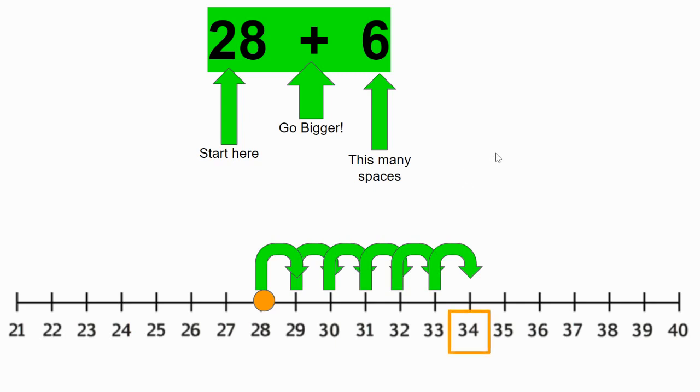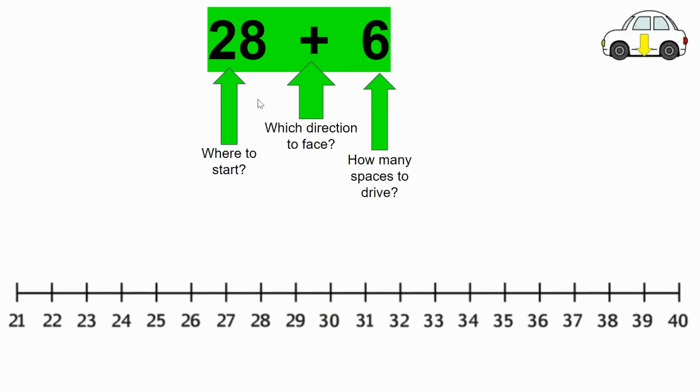So hopefully there's no questions on that. We're going to move on to the negatives. I do have a car example that I've used to teach how to add integers. The way I start is the first number: where do I start? Then the plus or minus sign tells me which direction the car should face. And then the second number tells me how many spaces I'm going to drive. Am I going to go more positive or more negative? So I'll show you an example.